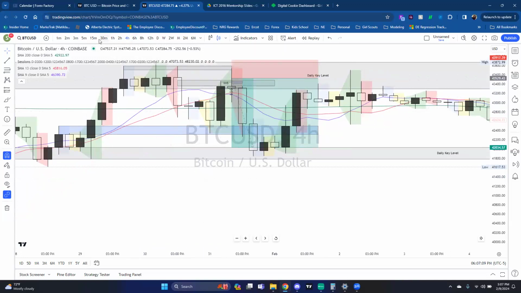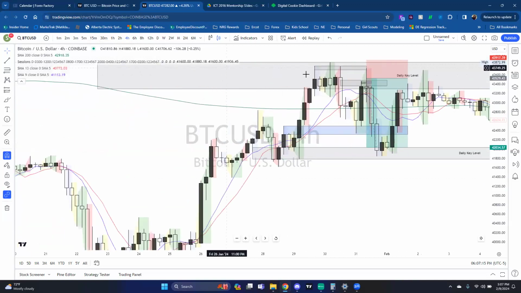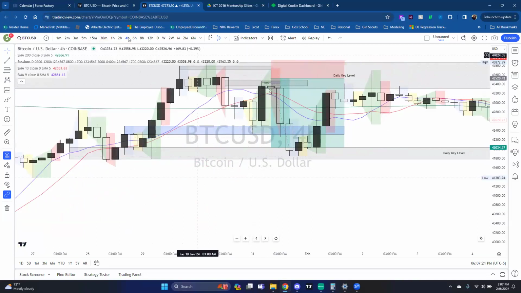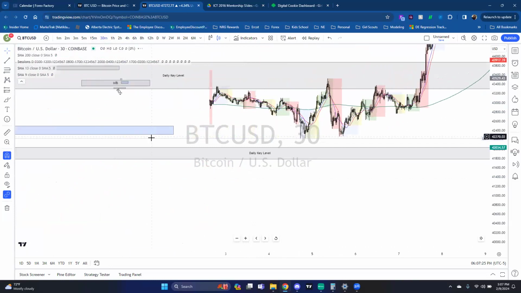So it pulled back. Where was your swing high? What was your swing high? Up there. Okay. So the daily zone here. I think I went down to the 30-minute.